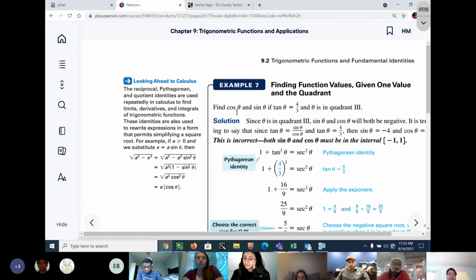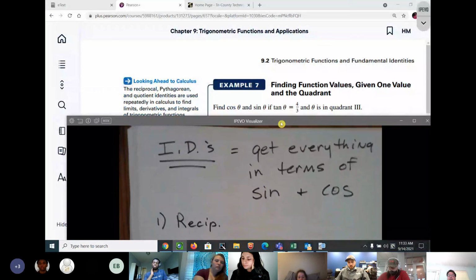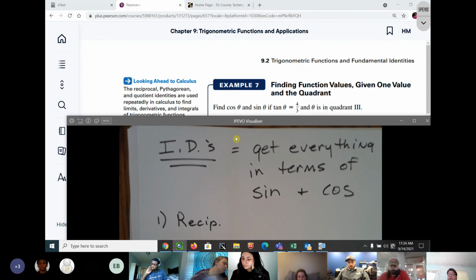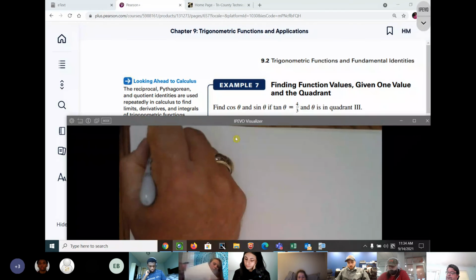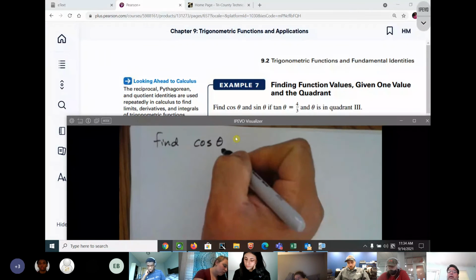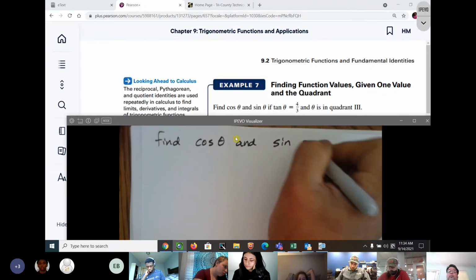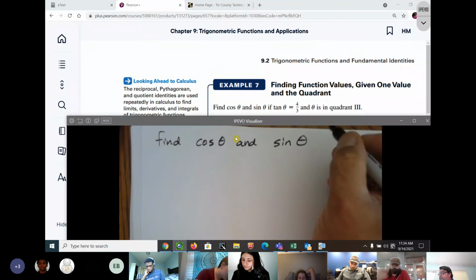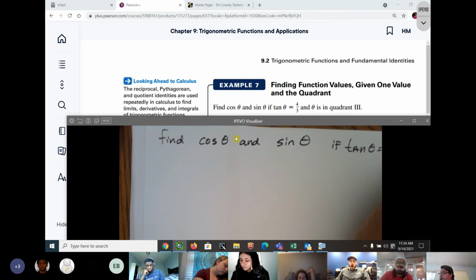Example 7, and this is a test question. I want you to look at that question right there, and I want you to write it down. This is a test question. It says find cosine and sine if tan equals 4/3 and you're in quadrant 3.